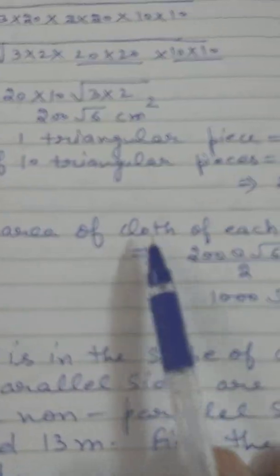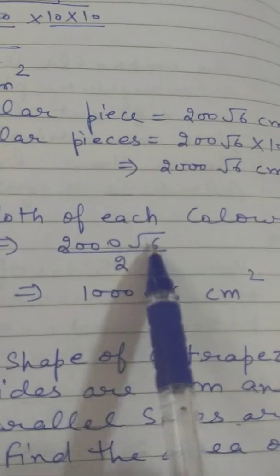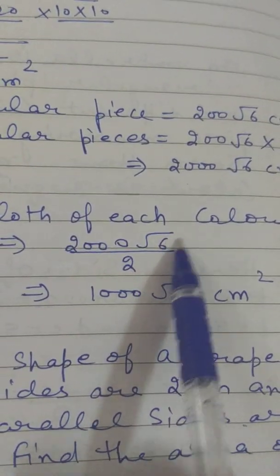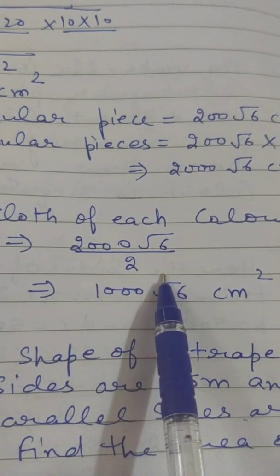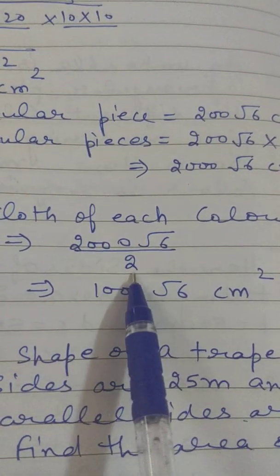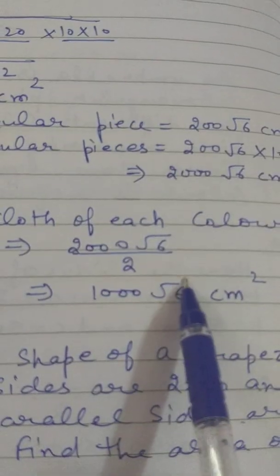Hence area of the cloth of each color is 2000 square root of 6 over 2, because there are 2 colors used in it. 2000 divided by 2, we get 1000 square root of 6 centimeter square.